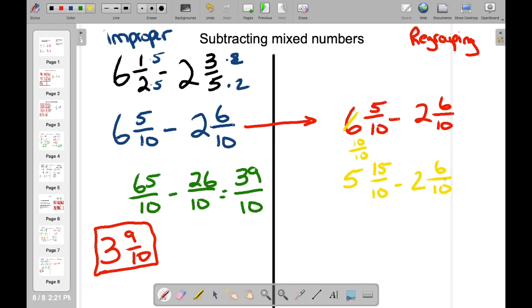That means that I can now subtract the whole numbers, which is 3, and I can subtract the fractions. 15 tenths minus 6 tenths is 9 tenths, and wouldn't you know it, we have 3 and 9 tenths for both answers because they are both mathematically correct.